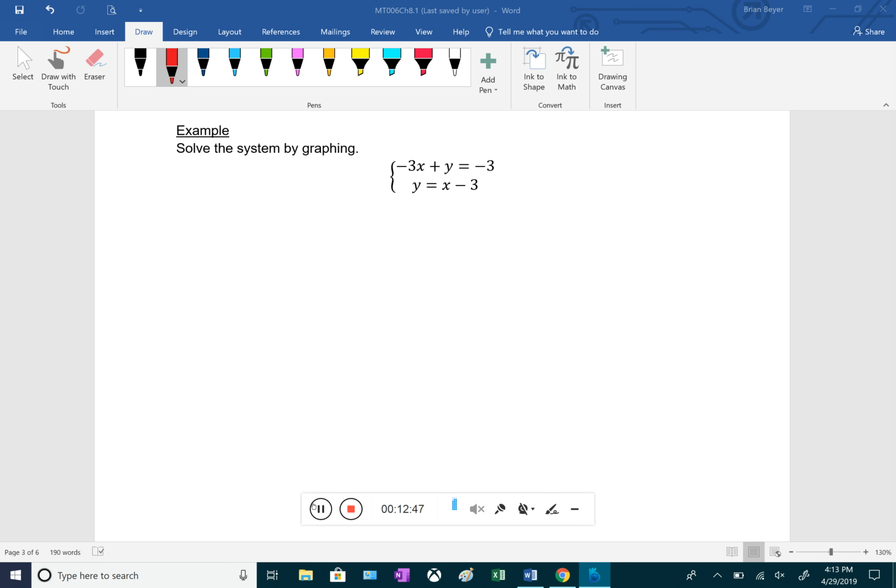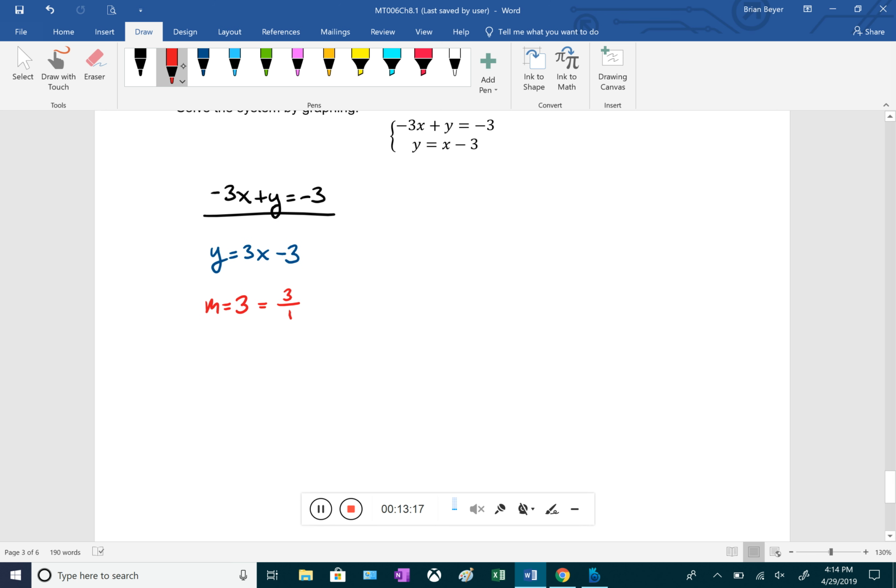Last example here, we have -3x plus y equals -3 and y equals x minus 3. So let's do these ones the slope-intercept way. So the first one, -3x plus y equals -3. So solving this for y, we would have to add 3x to both sides. We would get y equals 3x minus 3. That would give us a slope of 3, which would be 3 over 1, and a y-intercept of -3.